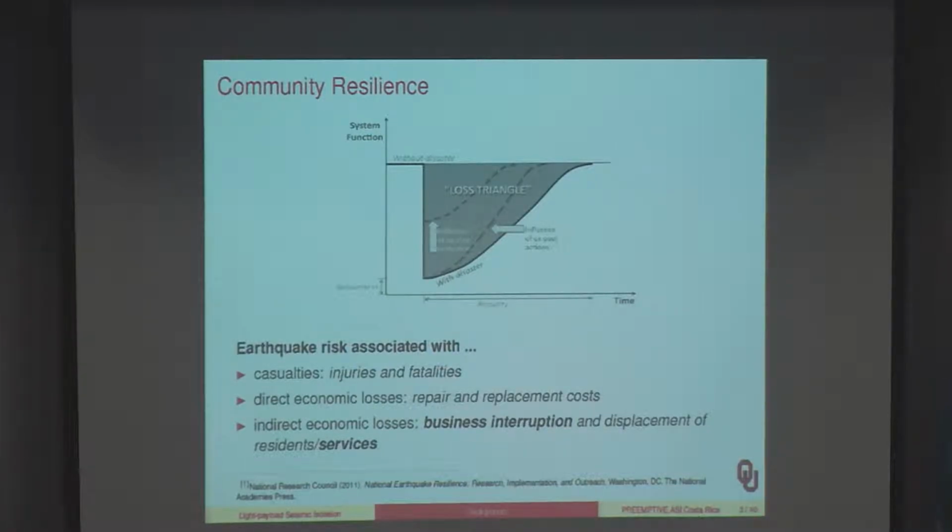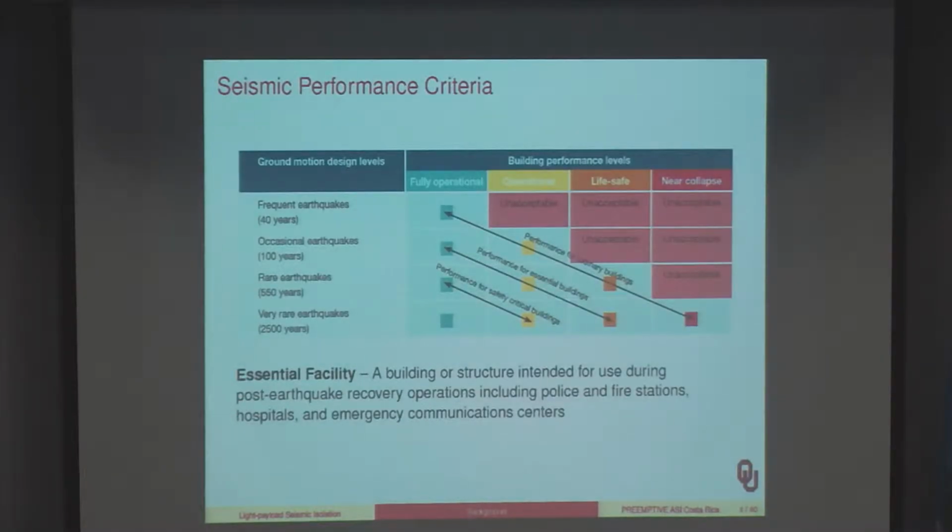Risks from earthquakes, and this is for any natural hazard really: injuries and fatalities are paramount. Economic losses, needing to repair or replace buildings and bridges, are also important. But most of my work is focused on indirect economic losses, so looking at business interruption and loss of services. For example, the systems that Diego was talking about rely on the internet. They rely on connectivity. They rely on valuable and sensitive equipment housed within buildings.